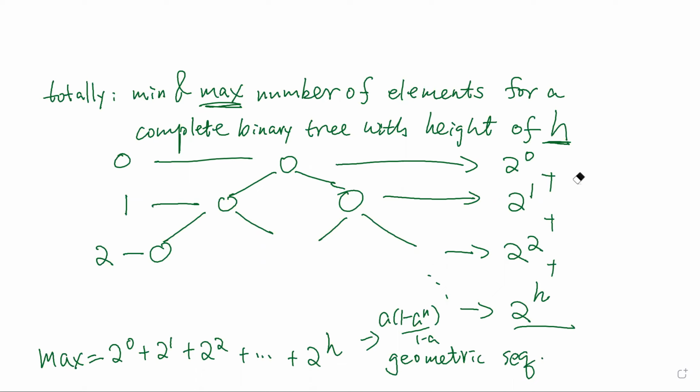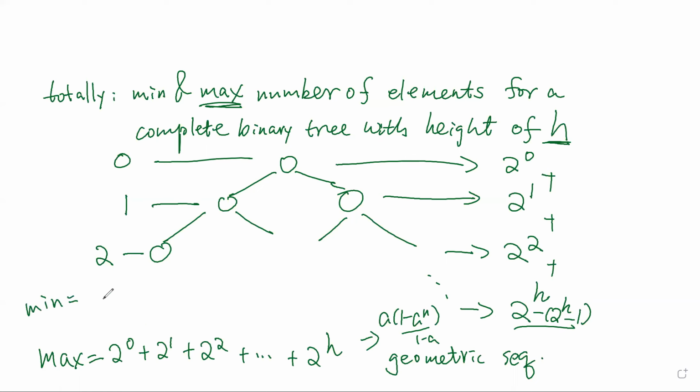So at the very bottom, how many do you have? The very bottom is going to be 2 to the h, but in the minimum case you only have 1. You only have 1, and it's 2 to the h minus 1. So what is the minimum?